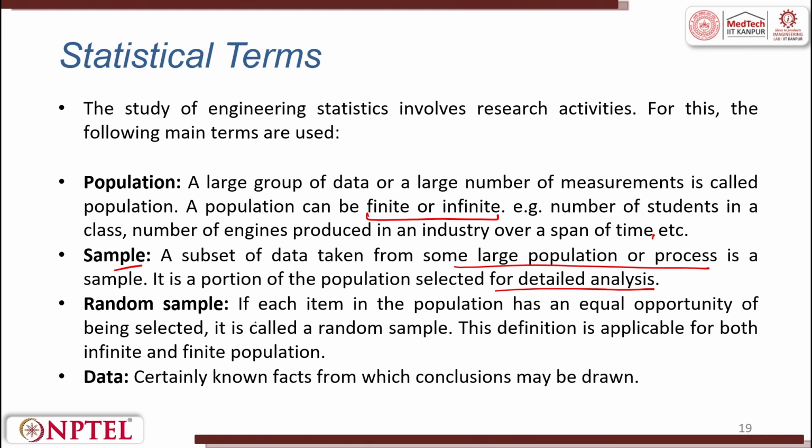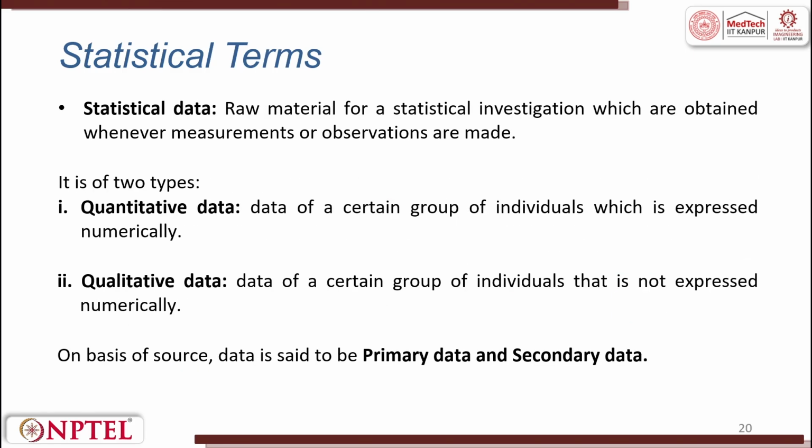Random sample: if each item in the population has an equal opportunity of being selected, it is called random sampling. This definition is applicable to both infinite and finite populations. Data: known facts from which conclusions can be drawn. Statistical data: the raw material for a statistical investigation, obtained whenever measurements or observations are made. It is very important to understand this.